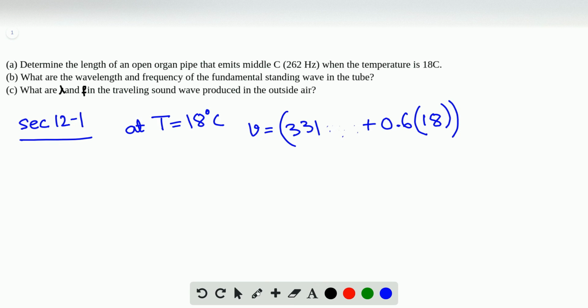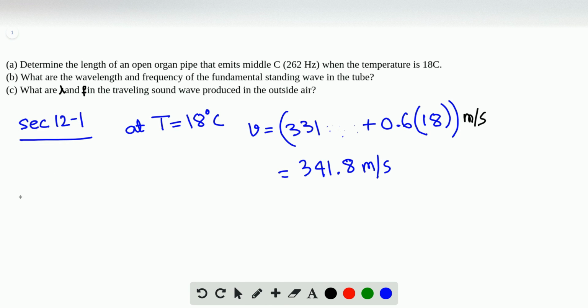So if we calculate it, make sure the units are there. It comes out as 341.8 meters per second.